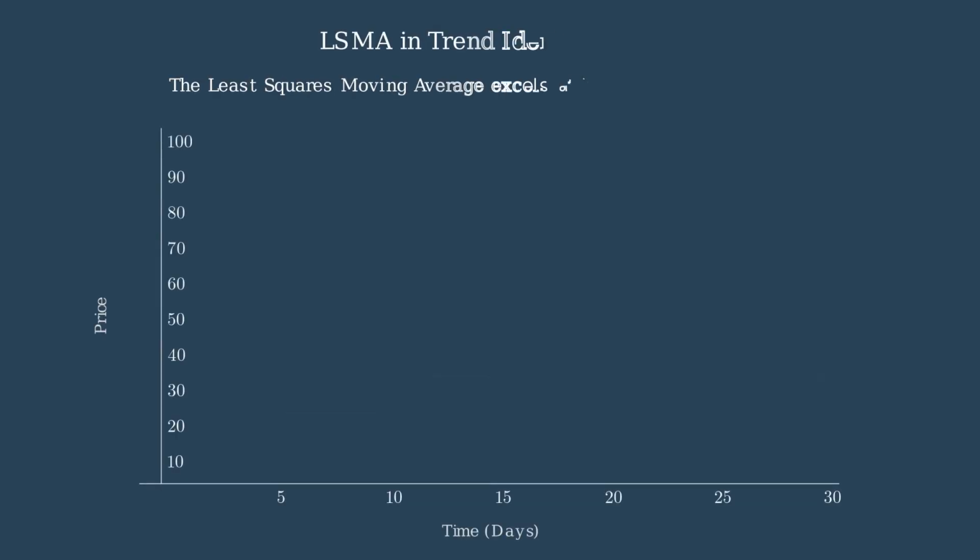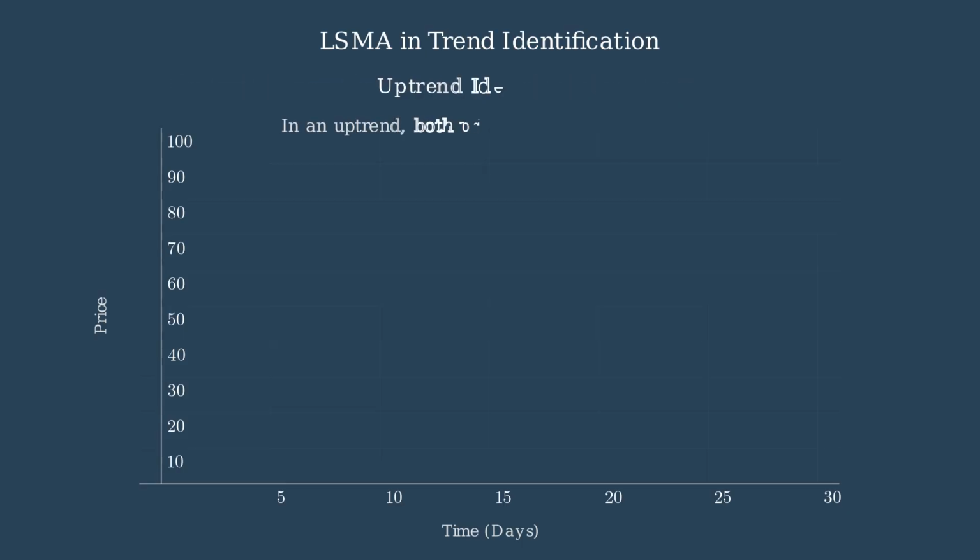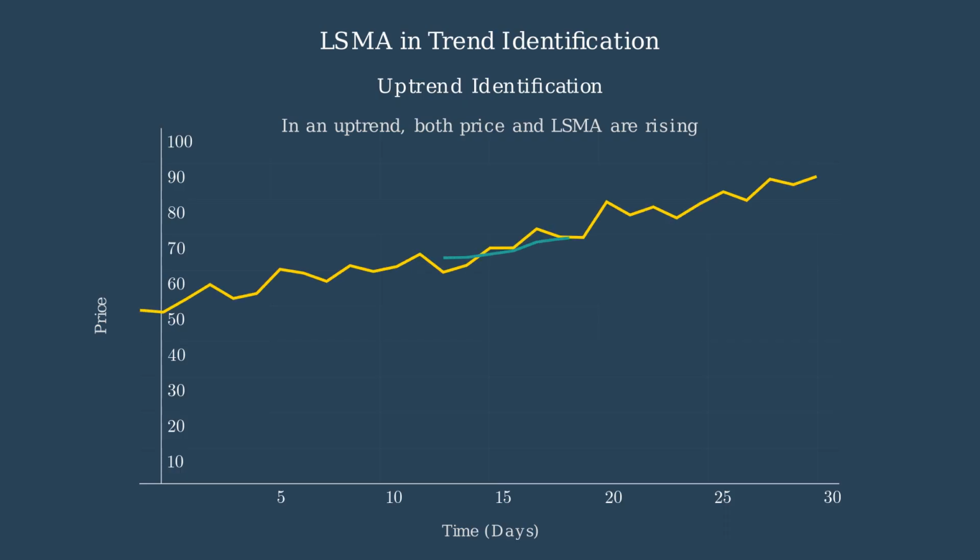The least squares moving average is particularly effective at identifying market trends. In an uptrend, both the price action and the LSMA line are rising. This signals a strong bullish market. The slope of the LSMA line is positive during an uptrend, indicating bullish momentum. The steeper the slope, the stronger the trend.